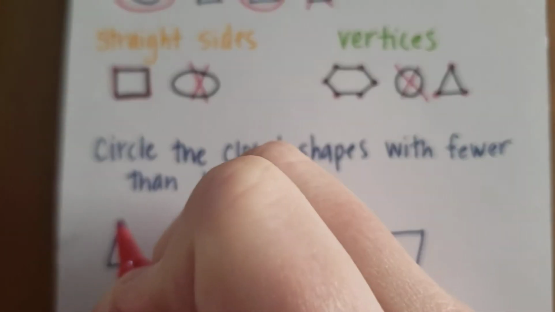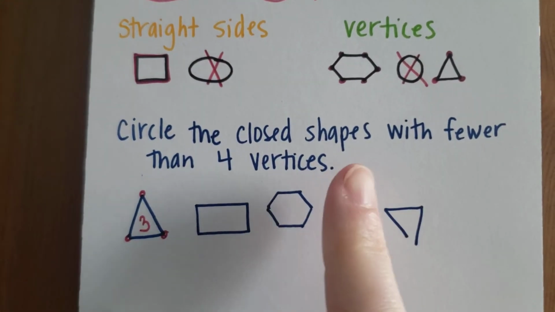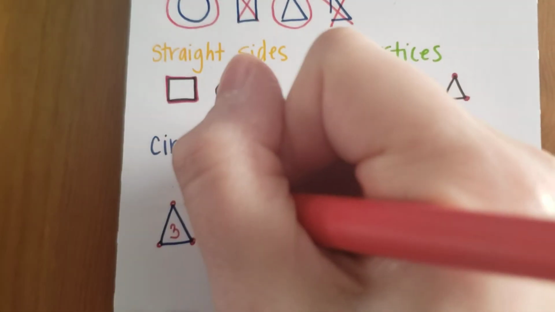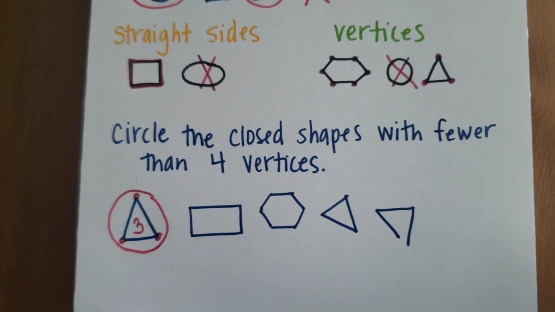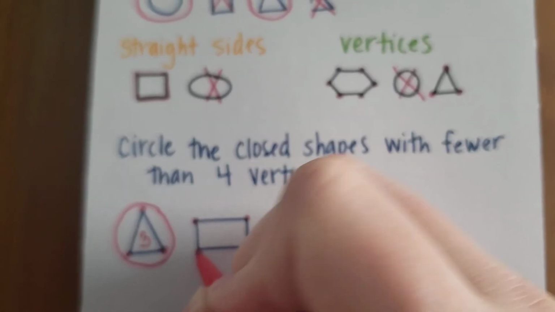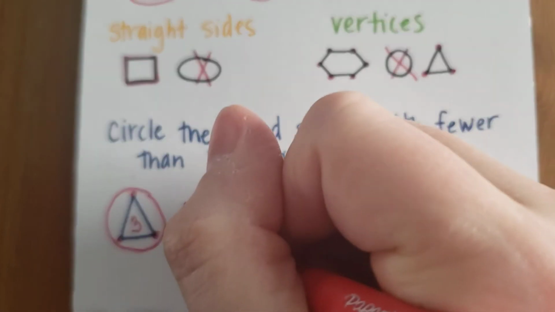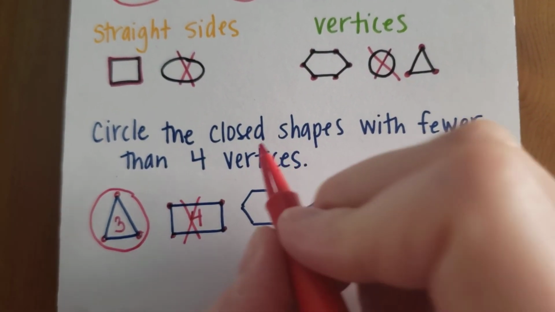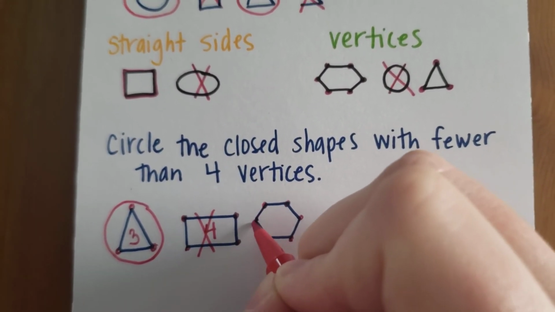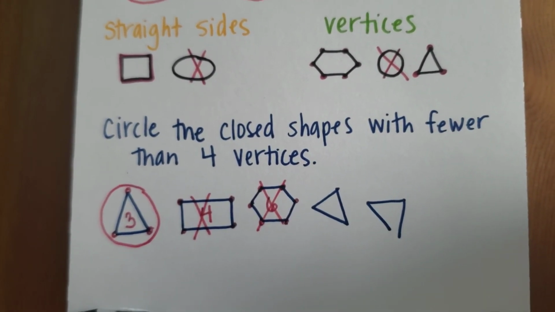On this shape, I have 1, 2, 3 vertices. And I'm going to look at my expectation here, and I have to have fewer than 4. So yeah, this one is one of those shapes. I have 1, 2, 3, 4. Oh, I do not have fewer than 4, so this one is not one of the shapes that I'm supposed to circle. This one has 1, 2, 3, 4, 5, 6. So nope, that is not fewer than 4, so that is not one of my shapes.